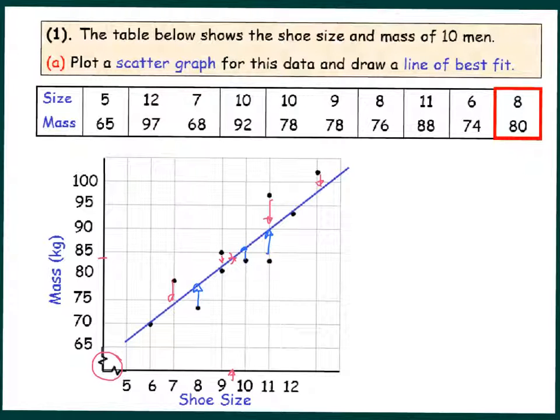Please be aware for the experiments you're doing in science, not all lines of best fit will be straight lines. You may have some curves, some parabolas, all sorts of different graphs. You must make your line of best fit fit the information and the data that you've plotted.